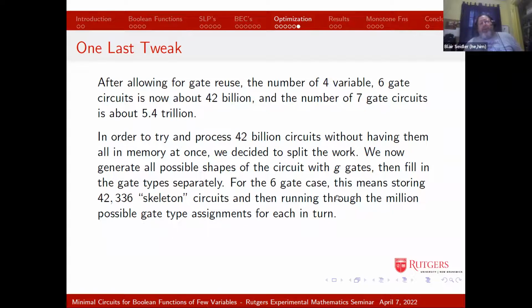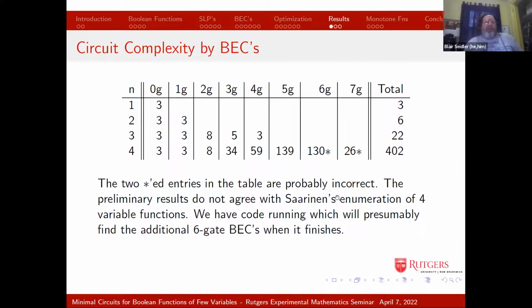So what do my numbers look like? Well, this is how many big equivalence classes I came up with for each circuit complexity. The two entries in the table here with stars do not agree with Saarinen enumeration.